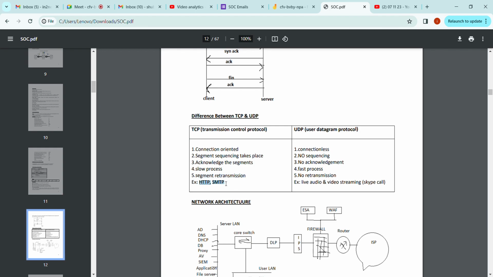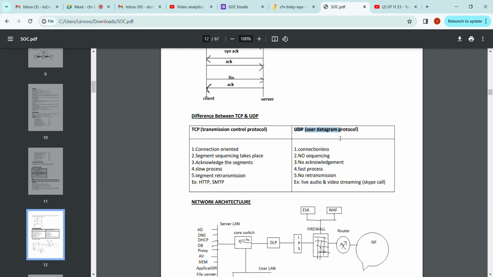Very good examples of these are HTTP and SMTP. SMTP is something like email, right? Email protocol. So if you want to do some login activities, HTTP could be used, and if it is related to email, SMTP could be used.